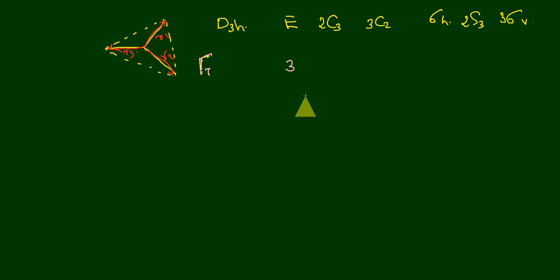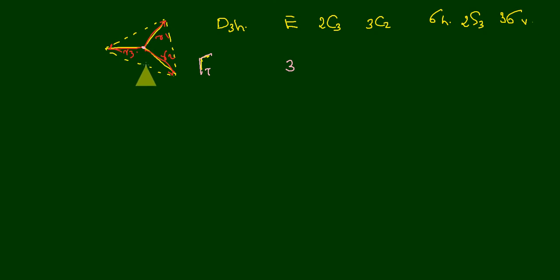And what will be the total character corresponding to C3? C3 is the rotation about an axis passing through the central atom and at the same time perpendicular to the plane of the molecule. So the C3 will be passing through here, and if we insert an axis perpendicular to the plane of the board through this point, that will be the C3 axis. So during the C3 rotation, R1 will go in place of R2, R2 will go in place of R3, and R3 will go in place of R1.